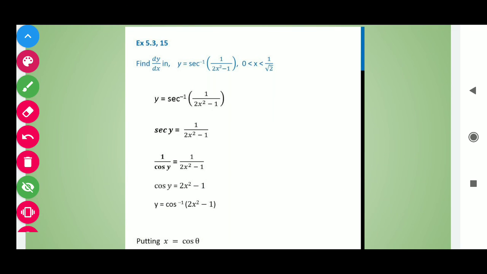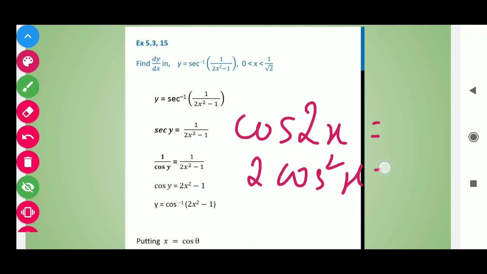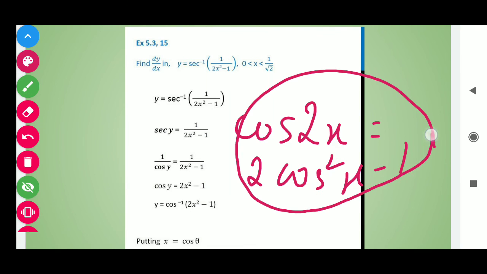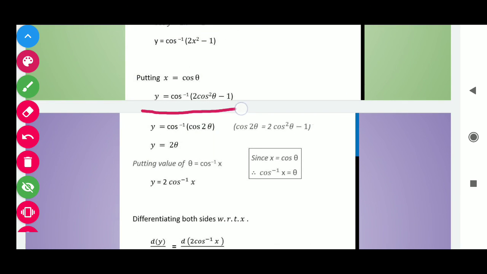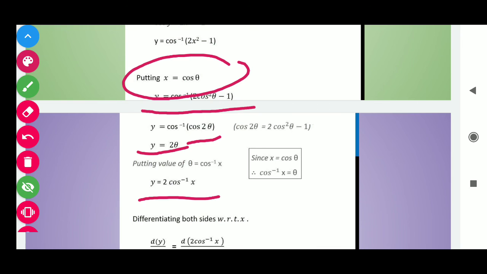And all of you already studied about the formula. Formula is cos 2x is equals to 2 cos square x minus 1. So by comparing this one with this expression, we will put x is equals to cos theta. So in this way we get y is equals to cos inverse 2 cos square theta minus 1, and here 2 cos square theta minus 1 is cos 2 theta. In this way y is equals to 2 theta, and again we have to put the value of theta from here. So we get y is equals to 2 cos inverse x, and now differentiate with respect to x.